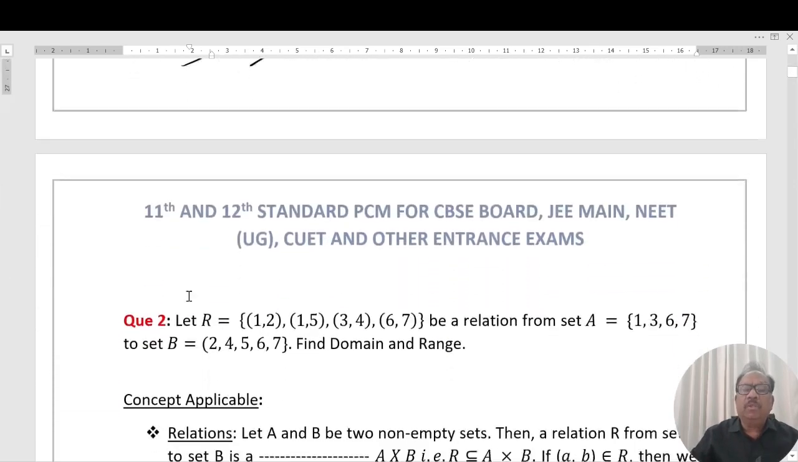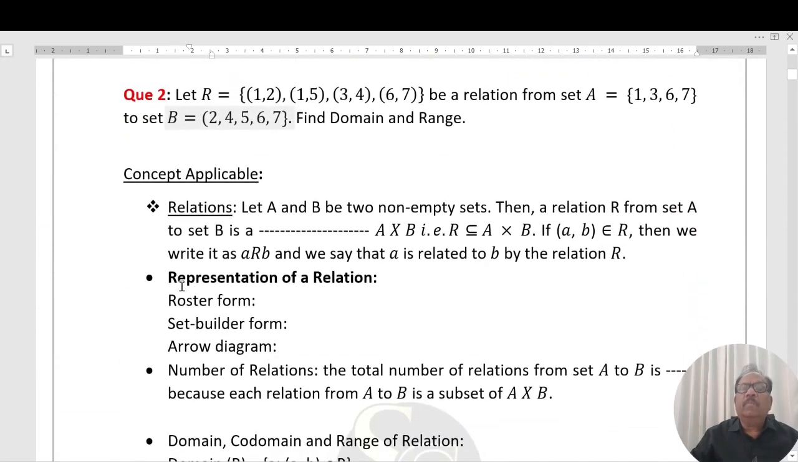Now, the next topic: now I am going to discuss the relation. Let R be the relation {(1, 2), (1, 5), (3, 4), (6, 7)}. This is the set of ordered pairs, a relation from set A to set B. Set A is {1, 3, 6, 7}. Set B is {2, 4, 5, 6, 7}. We have to find the domain and range.